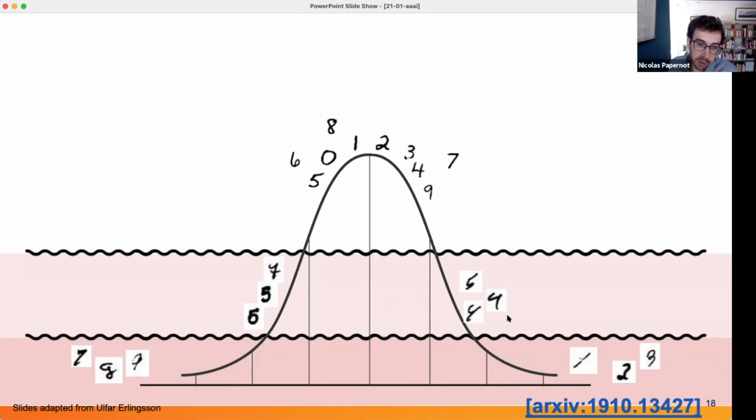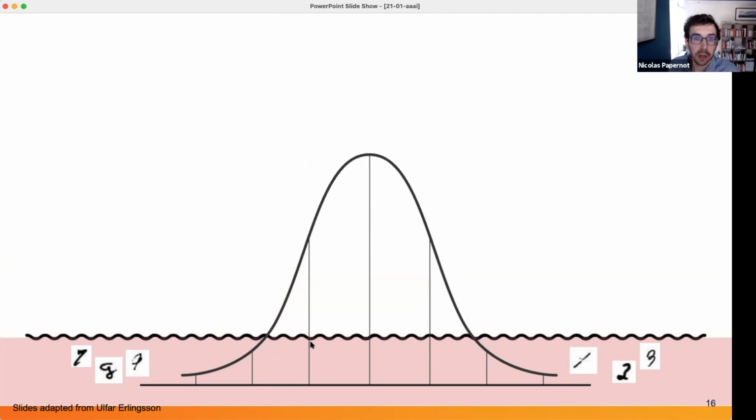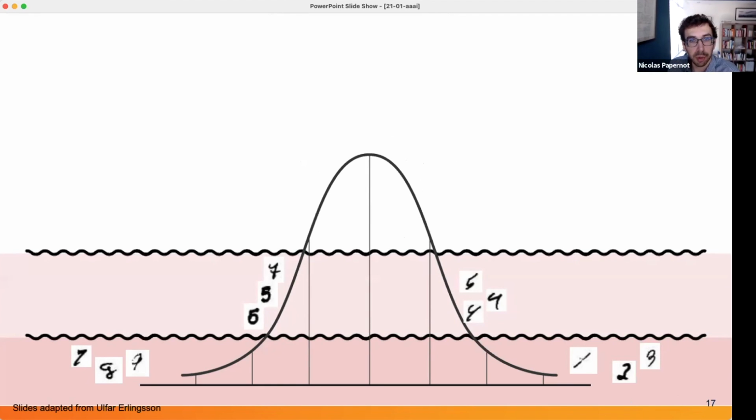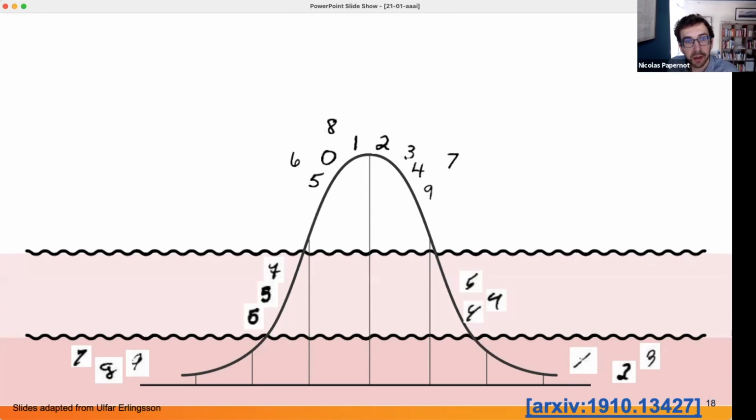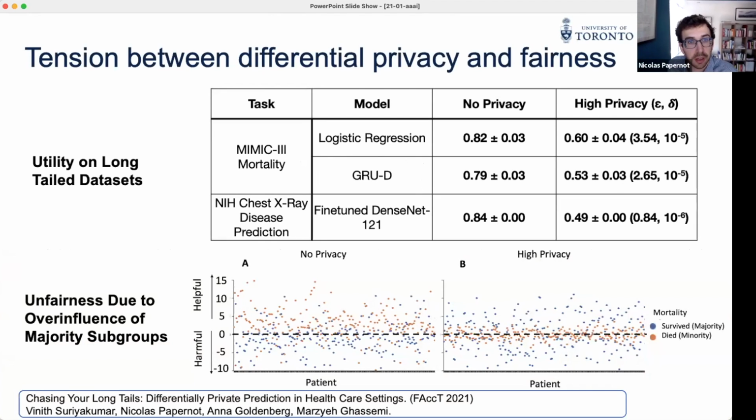And so what happens when you learn with privacy is that the more privacy you have, the less you're able to learn about the tails of the distribution. So here, if I go back here, this is the hardest to learn with privacy, somewhat hard to learn with privacy, and the easiest to learn with privacy. And so we can actually see this in practice in concrete applications of differentially private learning.